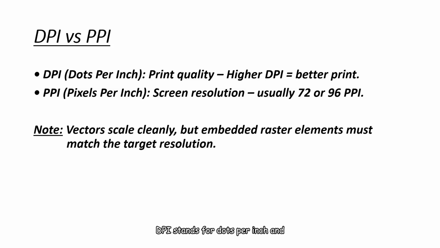DPI stands for dots per inch and is crucial for print sharpness. We usually aim for 300 dpi. On the other hand, PPI or pixels per inch refers to screen resolution, typically 72 or 96. Vectors scale smoothly, but raster elements embedded in them must match the resolution context.